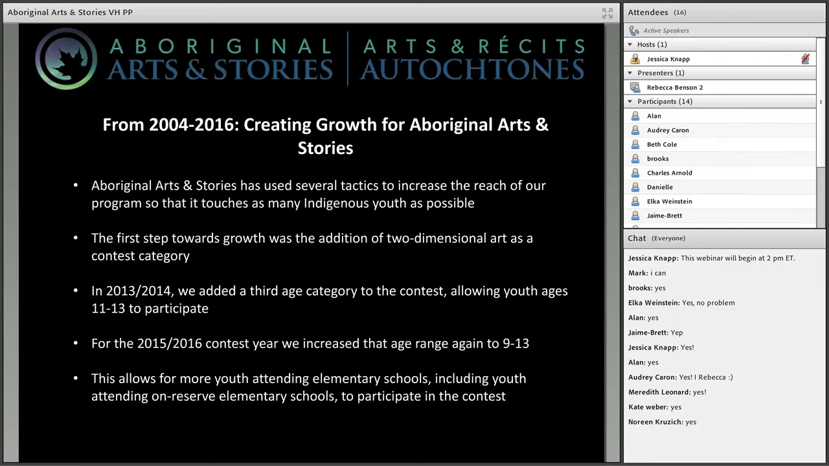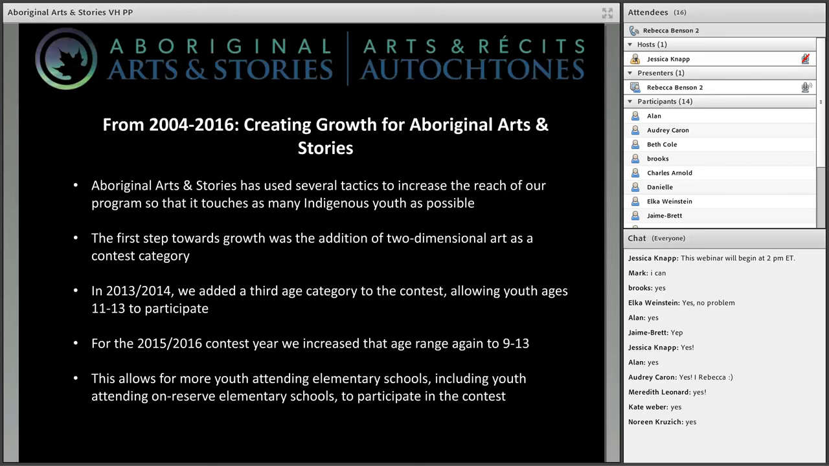So the big challenge for us is how to create growth for the contest every single year. We try to aim for 15% growth minimum every year. And we've used several tactics over the years to increase the reach of our program so that it touches as many Indigenous youth as possible. And the first step towards growth was the addition of a two-dimensional art as a contest category. And even that is now having its boundaries pushed, as I just talked about.